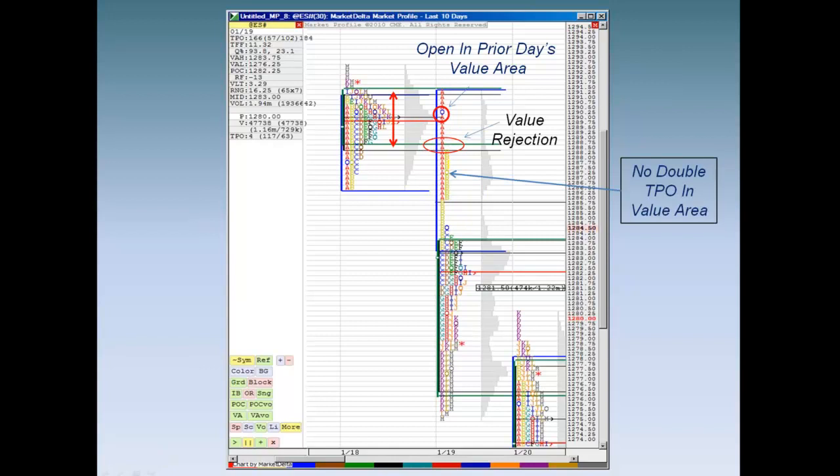Notice, re-emphasizing the point again, no double TPOs within the value area. All the TPOs occur below the value area. They're still in range, but nevertheless outside the value area. The A and the B double TPOs are all outside. A confirmation of value rejection.